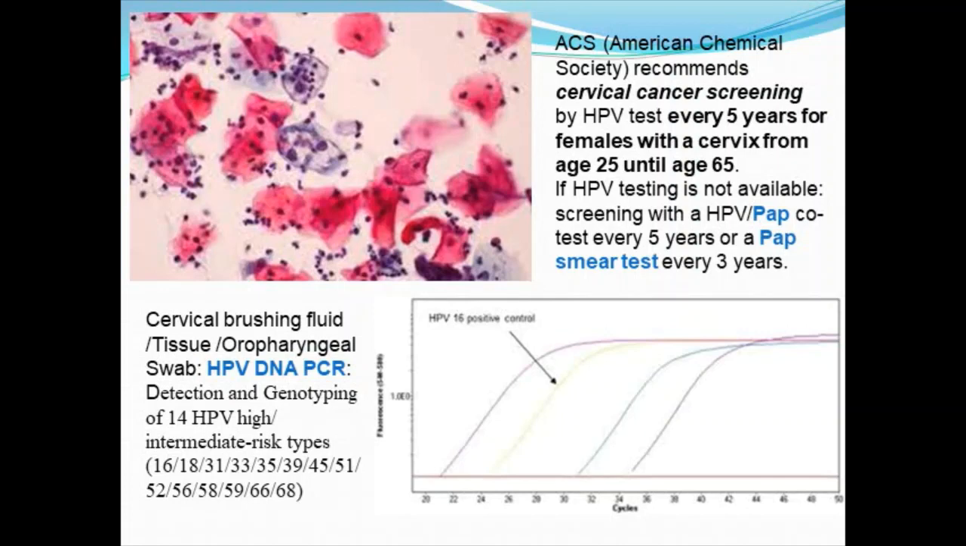Cervical brushing fluid, tissue or oropharyngeal swab may be run for HPV DNA PCR by open system, or it is also available in some closed systems, but we are using mainly the open system. So detection and genotyping of 14 HPV high or medium risk types like 16, 18, 31, 33, 35, 39, 45, 51, 52 and so on can be done through PCR. So PCR is the best method.